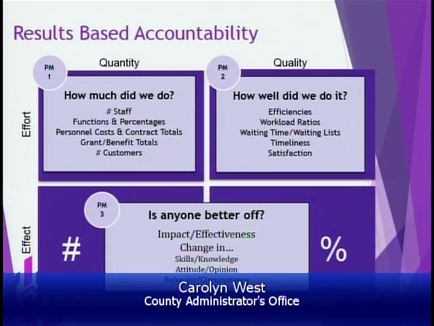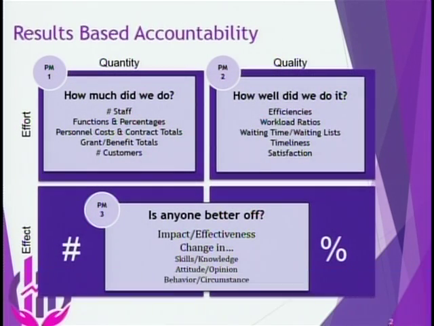So to start off, on slide 2, the Yolo Performance model utilizes the results-based accountability format. And this format asks 3 questions for performance measurement. The first is a quantity measure, a PM1 measure, and this asks, how much did we do? The second is a quality measure, PM2, that asks, how well did we do it? Both of these are looking at the effort that we put into a program.